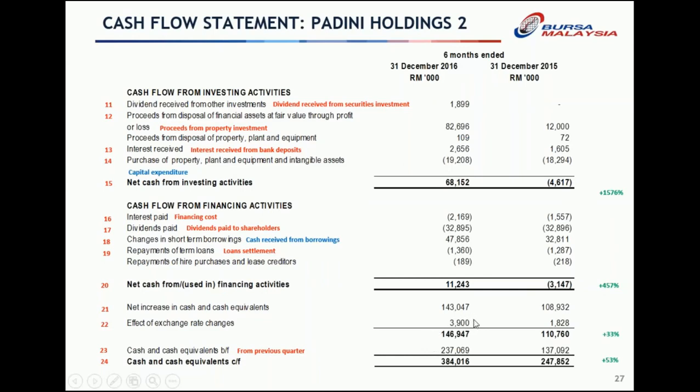Well, a small figure here, okay, versus the actual figure. So all in, the cash and cash equivalent stands at 384 million after including the 237 million brought forward from the previous quarter, and that's a 53% increase. So again, they did very well because their cash actually improved by 53%.